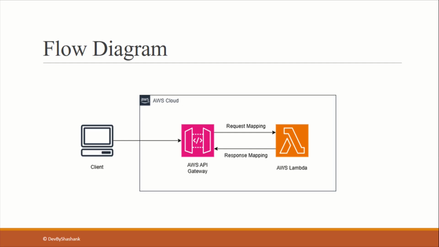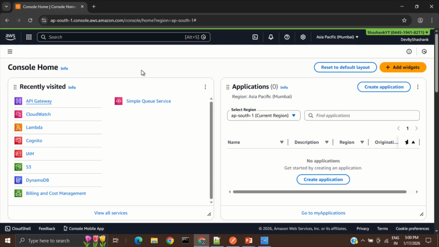So let's see how to implement this, with a clear difference between without Lambda proxy integration and with Lambda proxy integration. We are in the AWS console. Just make sure you are in the correct region. Now let's create two different Lambdas.